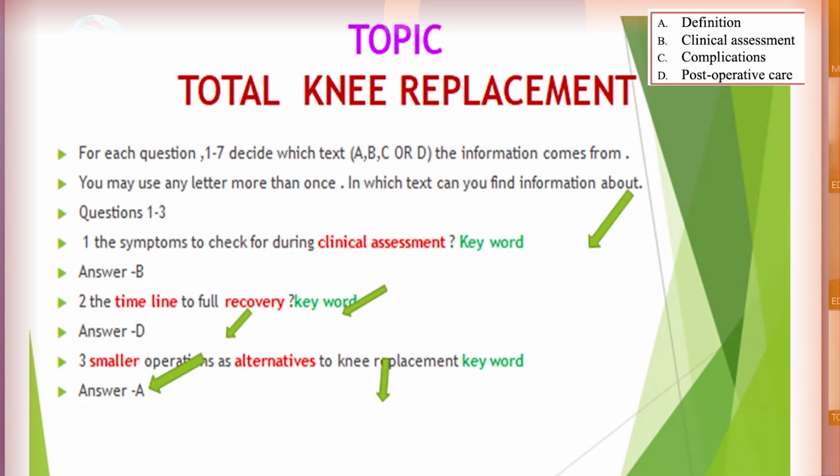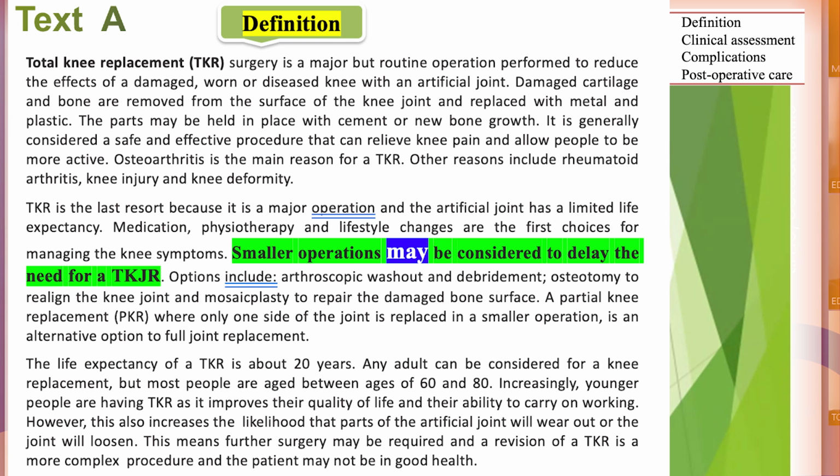And the third question, smaller operations as alternative to knee replacement. Keyword is alternative and smaller. So we can go to Text A. The smaller operations is mentioned in Text A, line 10. After there is a modal verb over there. Before the modal verb, smaller operations are mentioned. So I use the TQT method and find out the answer easily.